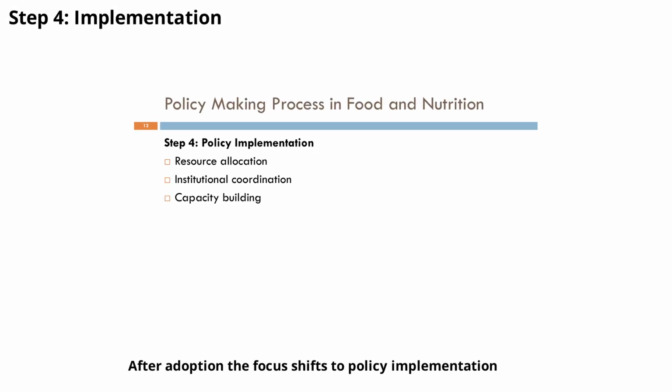After adoption, the focus shifts to policy implementation. This involves allocating resources, coordinating institutions, and building capacity among stakeholders. Effective implementation requires clear roles, adequate funding, and strong institutional support. Without these, even the best designed policies may fail to achieve their intended outcomes.